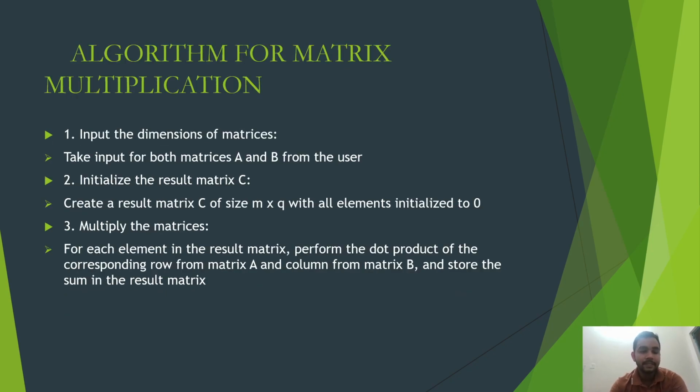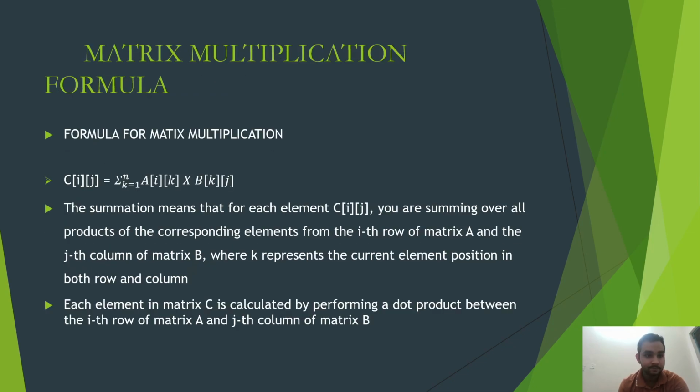An algorithm for matrix multiplication. We are going to take input of the dimensions of matrices A and B, and then we are going to initialize matrix C so that all the elements of C are initialized to 0. Then we are going to multiply the matrices. We are going to perform the dot product of row by column and then sum them up.